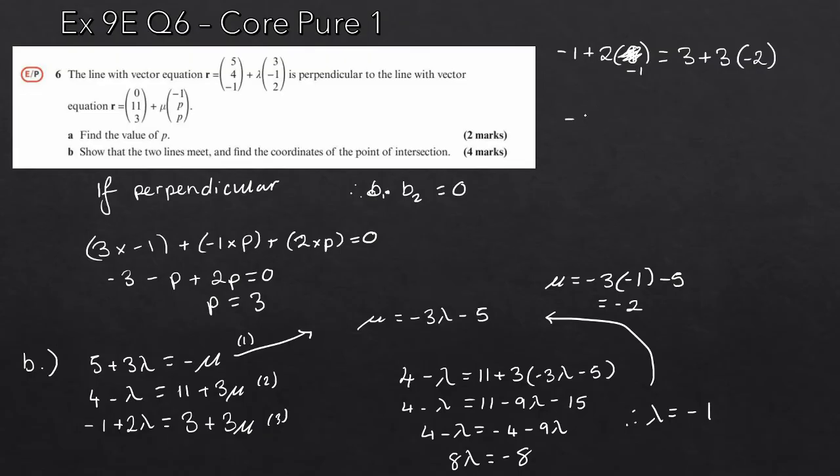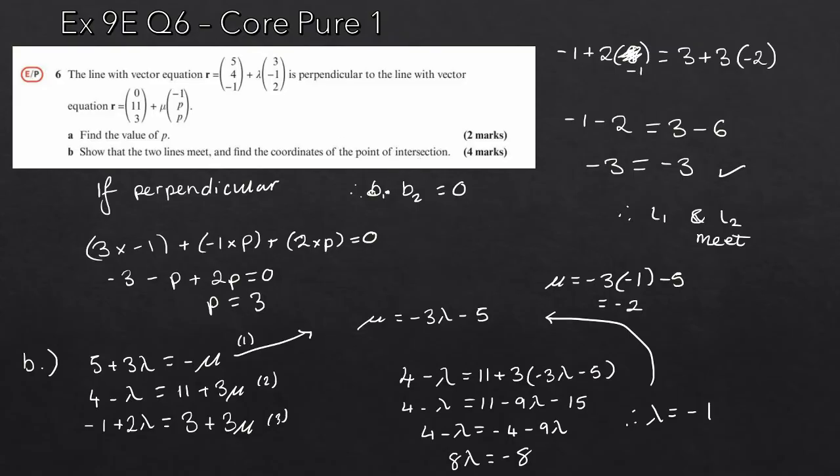So that's going to be minus 1 plus 2 lots of minus 1, that's minus 2. It's going to be equal to 3 plus 3 lots of minus 2, that's going to be minus 6. So minus 1 minus 2, it's minus 3. 3 minus 6, minus 3. Okay, perfect. So we've shown that they do meet. So we didn't get a contradiction, so therefore L1 and L2 meet. But we've not finished yet. We want the coordinates of the point of intersection.